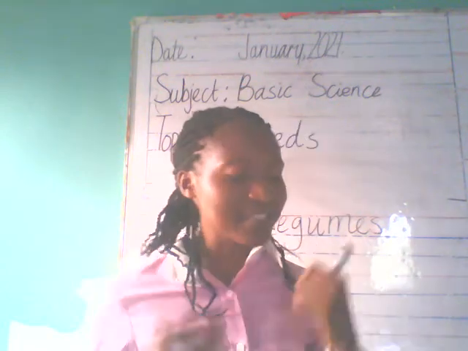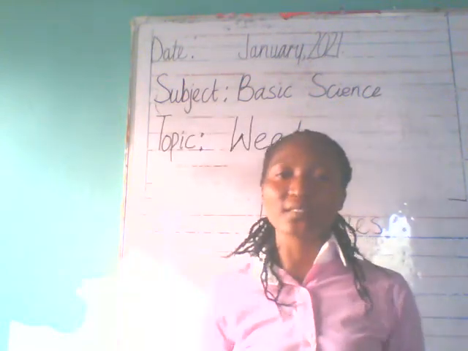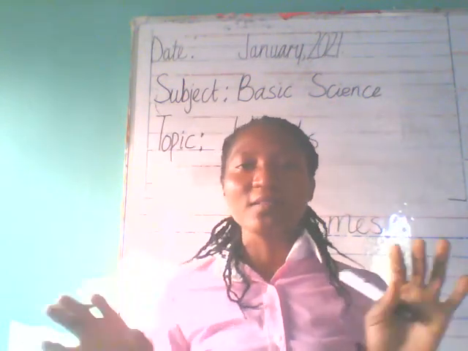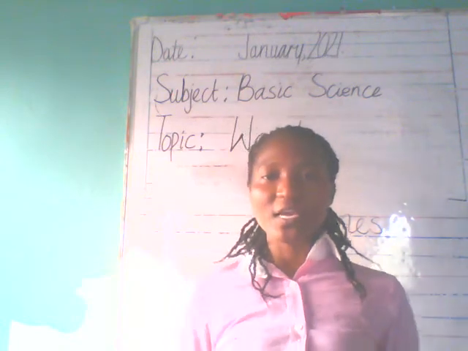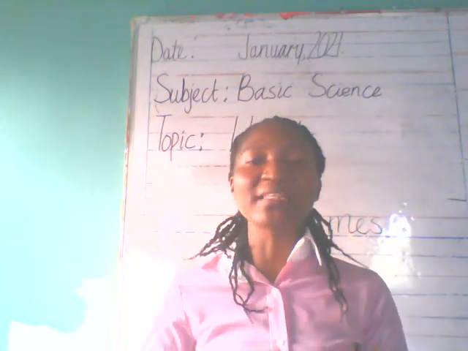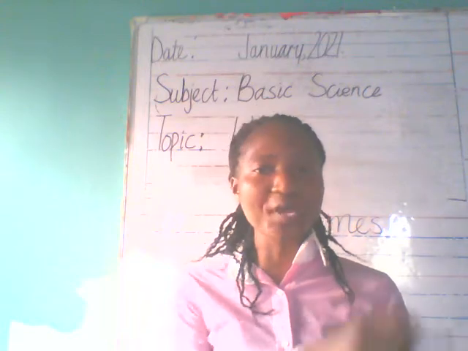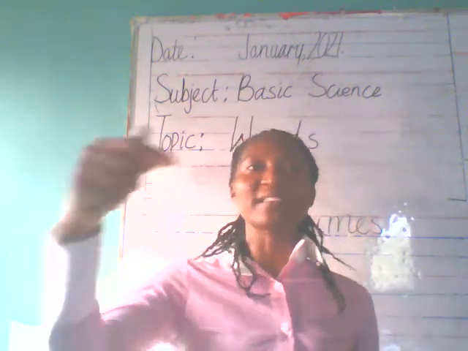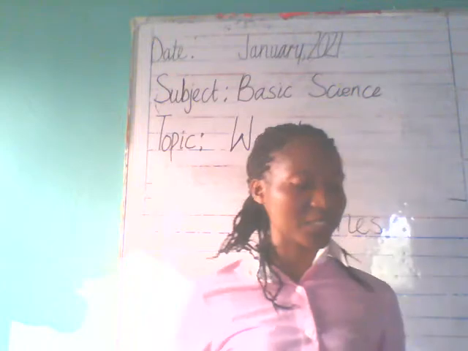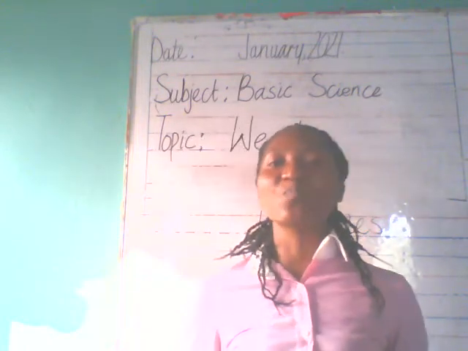Number 3, it serves as a home for crop pests. Many pests live in weeds. It will just house them. And by the time they are housed in the weeds, it will start doing what? Attacking the crops.